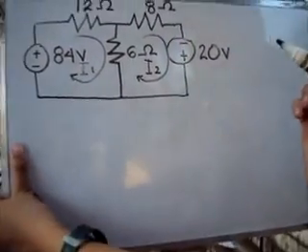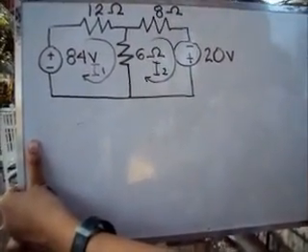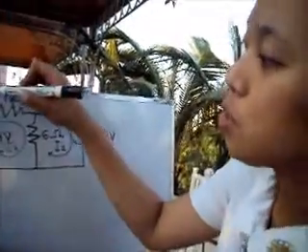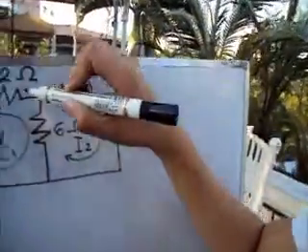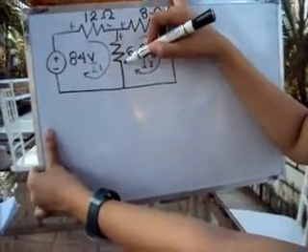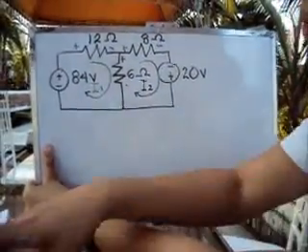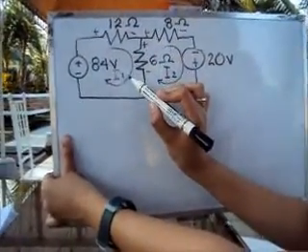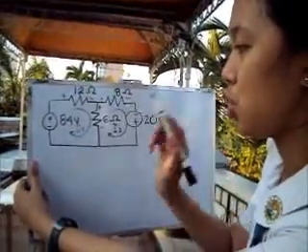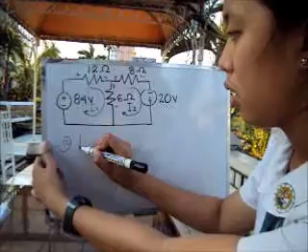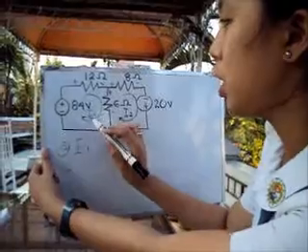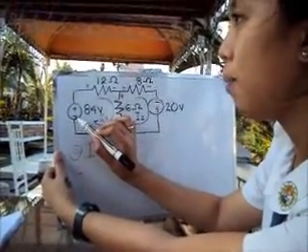After we have assigned the current in the mesh, we will assign the polarity of the resistors. So this will be positive, negative, or either negative or positive, whichever you may prefer. Then we will apply KVL in the left hand mesh. So at I1 the first polarity that we pass through is negative.